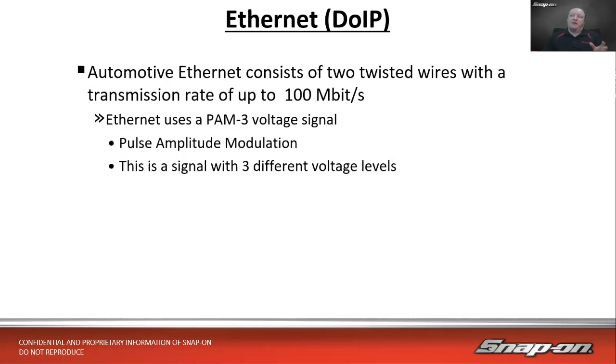Now, automotive Ethernet consists of 2 twisted wires, could be multiple pairs of twisted wires, with a transmission rate up to 100 megabits per second. So that is 10 times faster than FlexRay. This is very fast information.